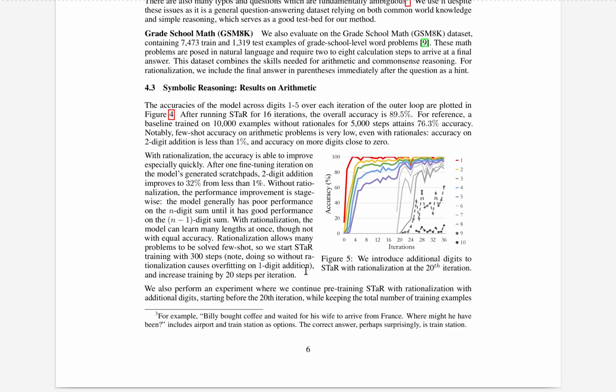The correct answer, perhaps surprisingly, is train station. Obviously, that's the incorrect answer because you're talking about nationals. France is a national, and you get to nationals via airports. You get from place to place via train stations. Who knows, dude?